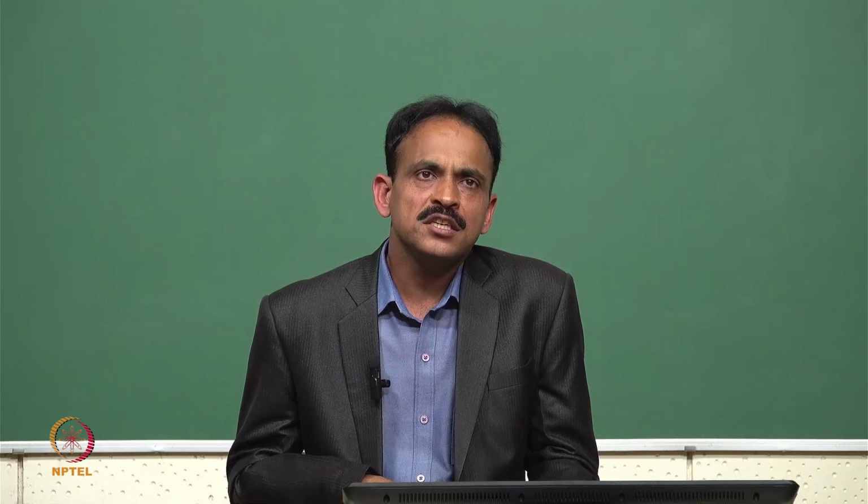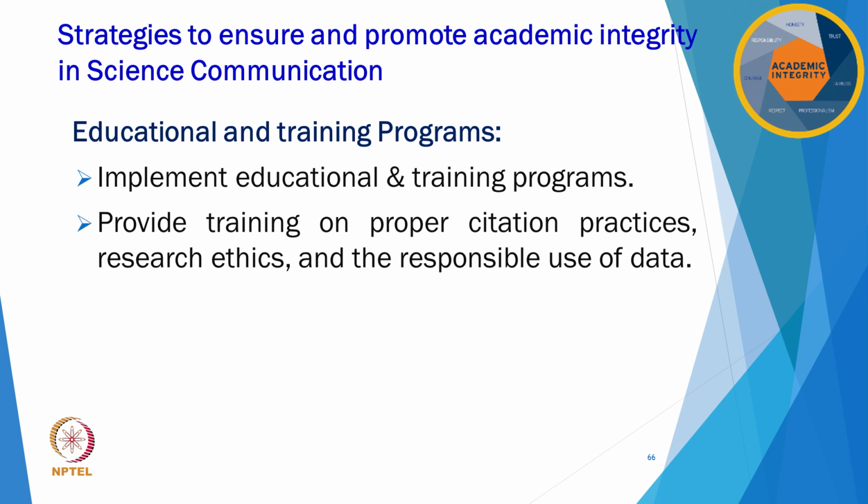Another important strategy may be educational and training programs. So implement educational and training programs to inform researchers, students, and science communicators about the importance of academic integrity. So it is a continuous thing and we need to educate them. Provide training on proper citation practices, research ethics, and the responsible use of data. So we need to continue to educate them regarding this.